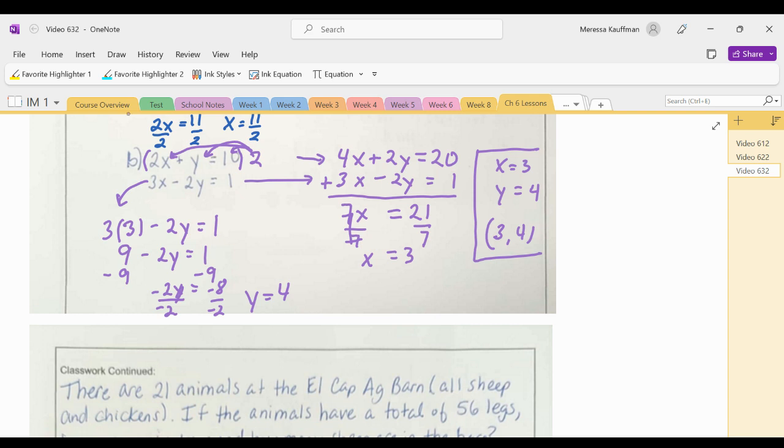Okay, so this strategy, I noticed I had a -2 and I multiplied the top by a +2 and it eliminated. So I noticed this, I multiplied by a +2 and it eliminated my y's. That's how you use the elimination method. Okay, a couple more problems.